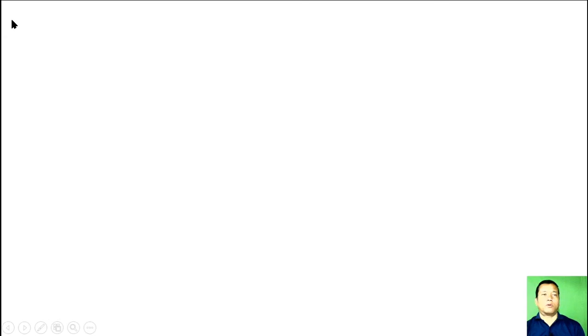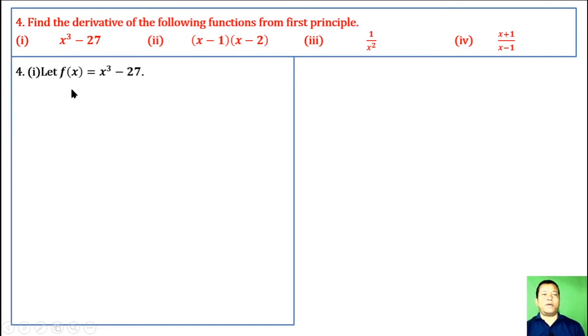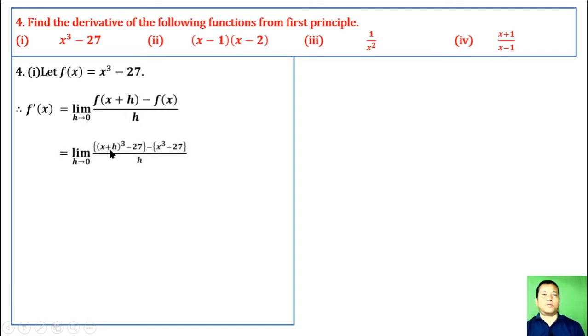Number 4. Find the derivative of the following functions from first principle. We have to find their derivatives from first principle. Roman number 1. Let f of x denote x cube minus 27. Therefore, f dash of x uses this formula; put in the values, that is (x plus h) whole cube minus 27, minus f of x, which is x cube minus 27, by h. Cancel x cube and 27, and we have to use a standard result, whose limit is 3 times x to the power 3 minus 1, that is thrice x square.